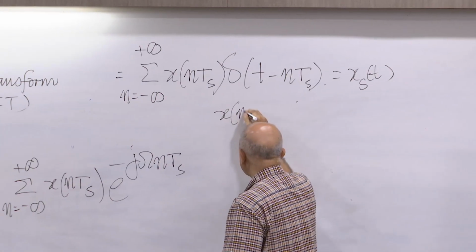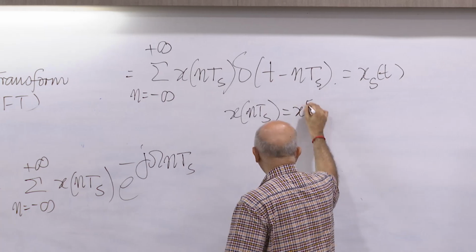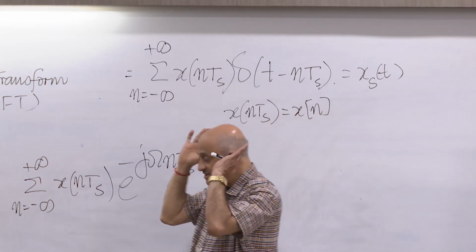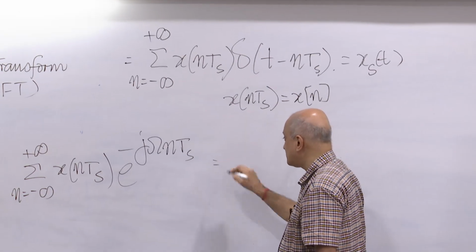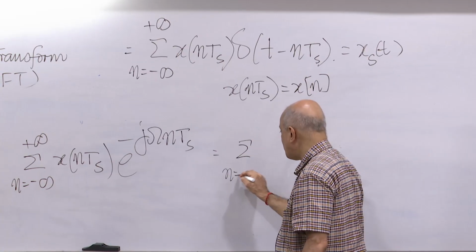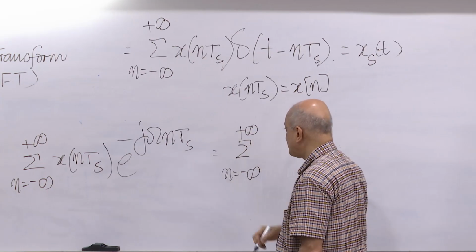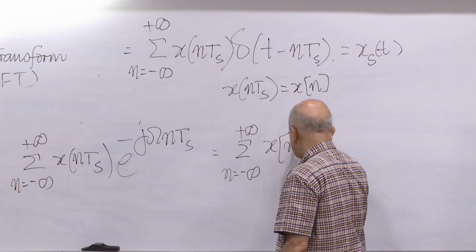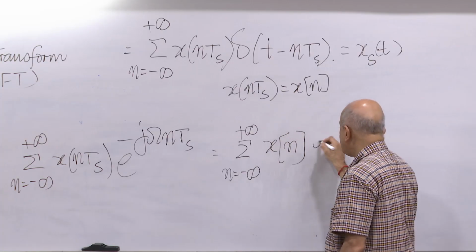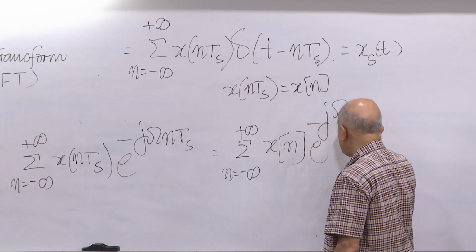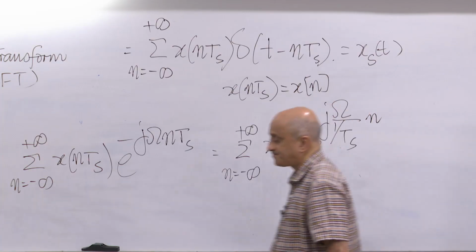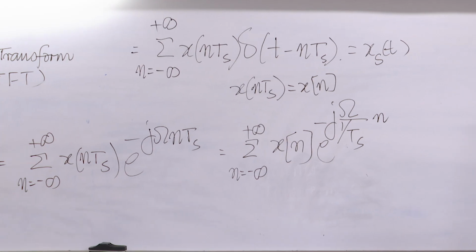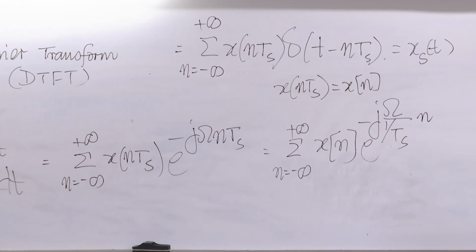Let's denote x of nts by x square bracket n. We'll assume that ts is in the background. We know the value of ts. And let us rewrite this. This is summation n going from minus to plus infinity, x of square bracket n e raised to the power minus j, omega divided by 1 by ts, and n. So, instead of writing capital omega tsn, we will write omega divided by 1 by ts.